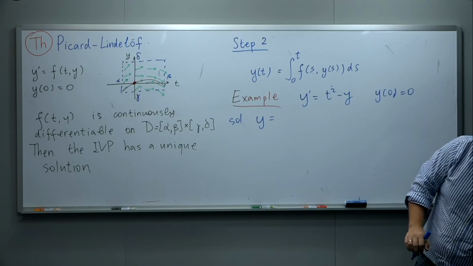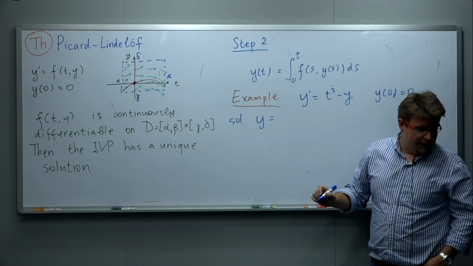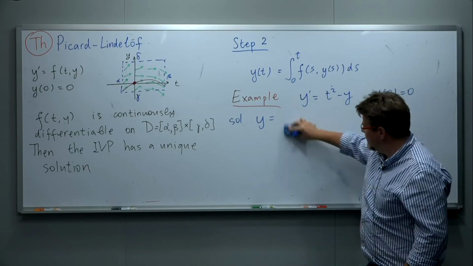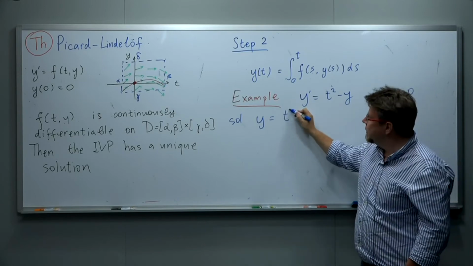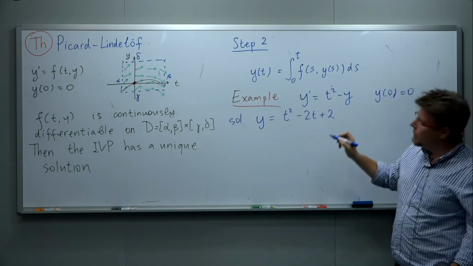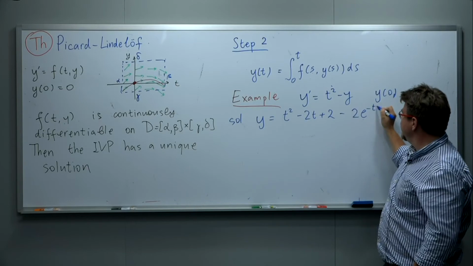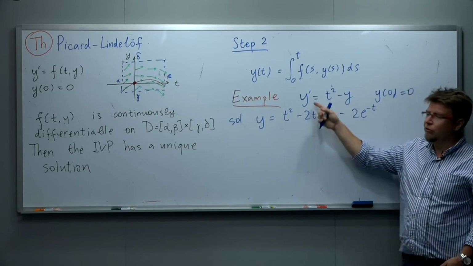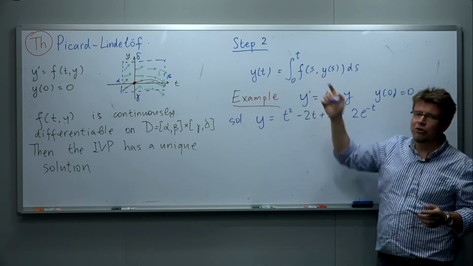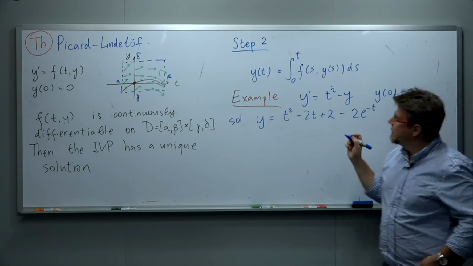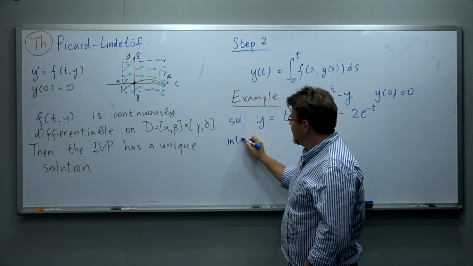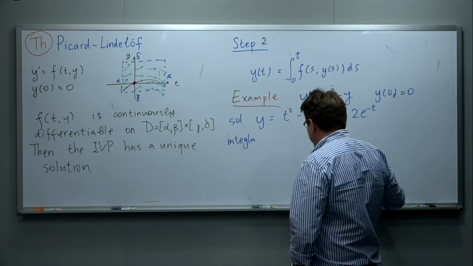let me find it in my notes. Yeah, I have it here. It is t squared minus 2t plus 2 minus 2 e to the minus t. Now, this is a solution of this differential equation. Now, let me just show you that this is also a solution of this integral equation.